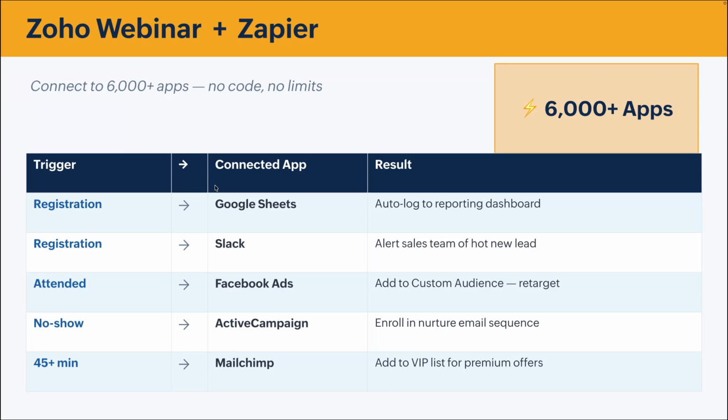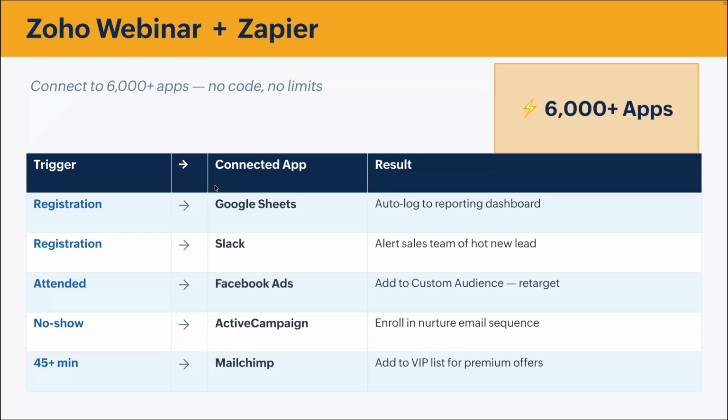Once someone registers for the webinar, you can just add them to your Google Sheets. Or if you want to get an instant notification in Slack whenever someone registers, you can integrate the registration with your Slack to get alerts for your sales team. And if you want to move the details about the attendees to your Facebook ads for retargeting, you can do that. And no-shows to ActiveCampaign for further nurture sequences.